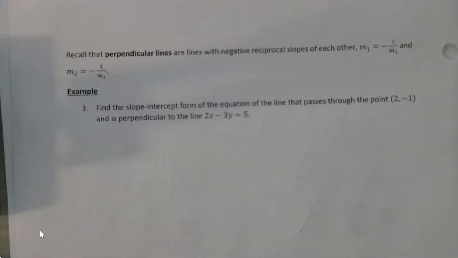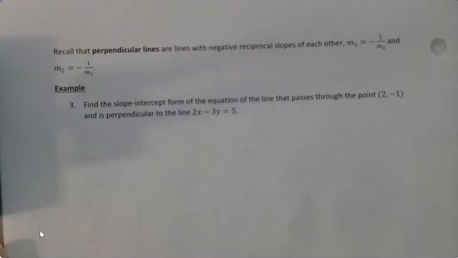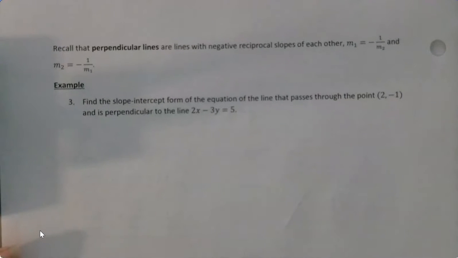Okay, so the last thing we're going to talk about today is perpendicular lines. Perpendicular lines have negative reciprocal slopes of each other, so opposite signs, and then if it's a fraction, it flips. If it's not a fraction, it puts it over 1 and then flips.